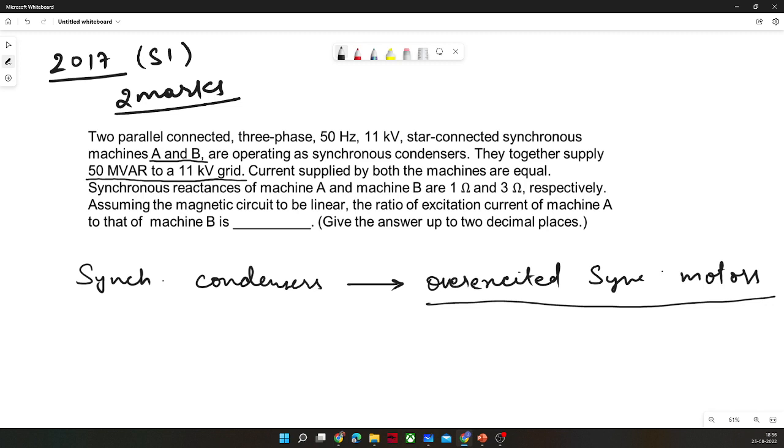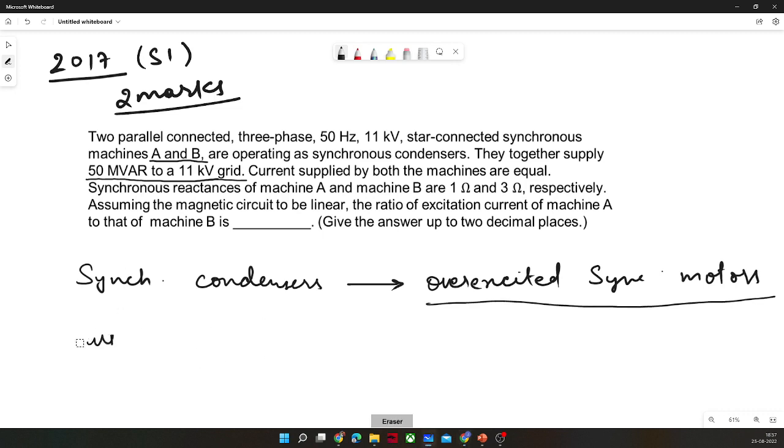I just searched on Google and it is saying an overexcited synchronous motor draws leading current. Means just the opposite. You are also correct, but just the opposite. I told you there is some confusion. If it supplies lagging power, it can absorb leading power. So you might be remembering from that terminology. So there are two terminologies, just what I explained here.